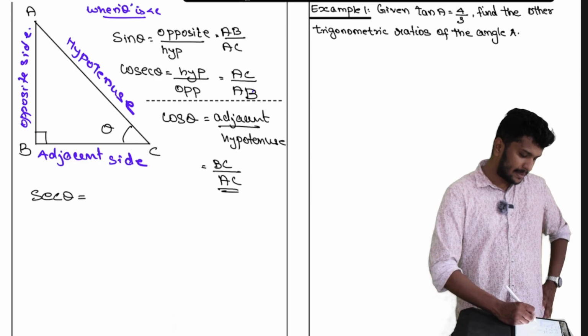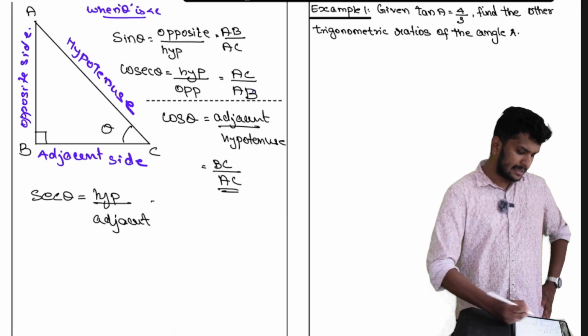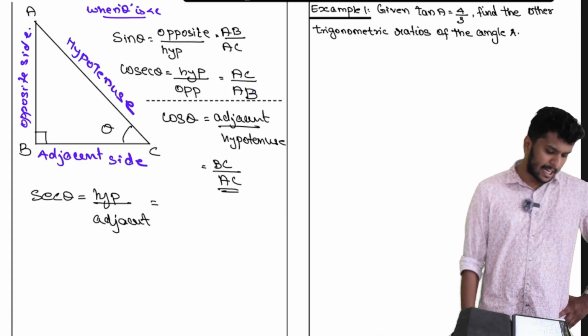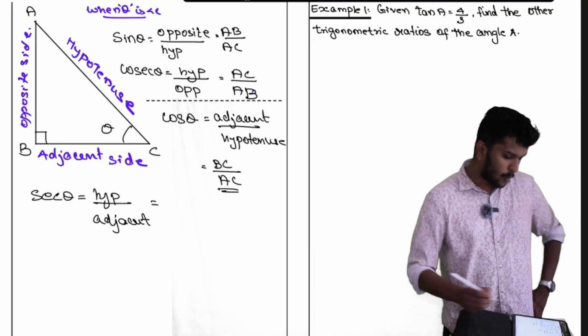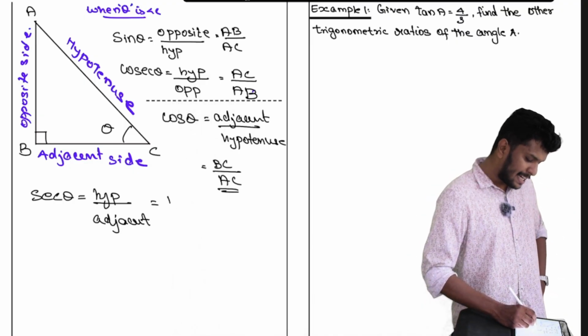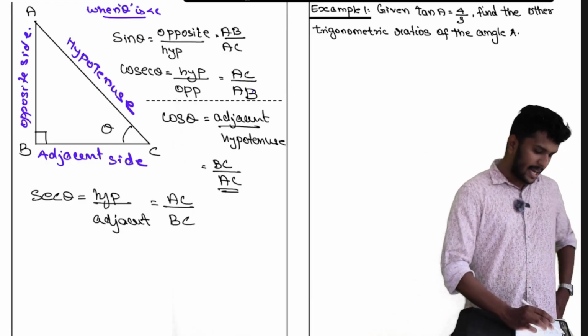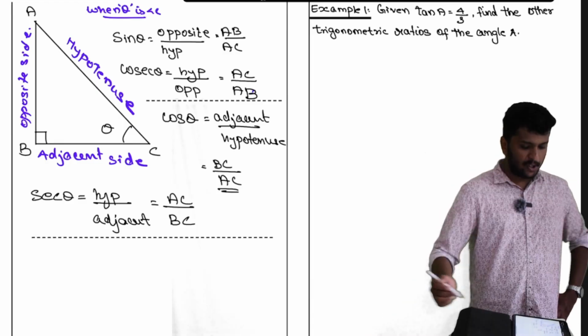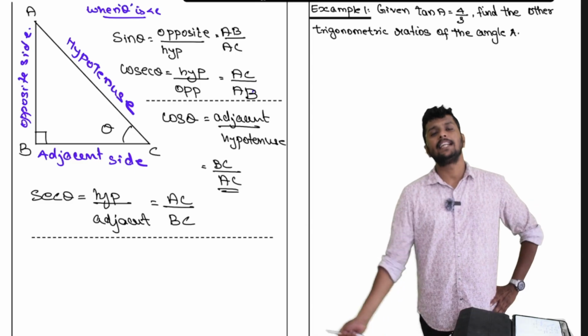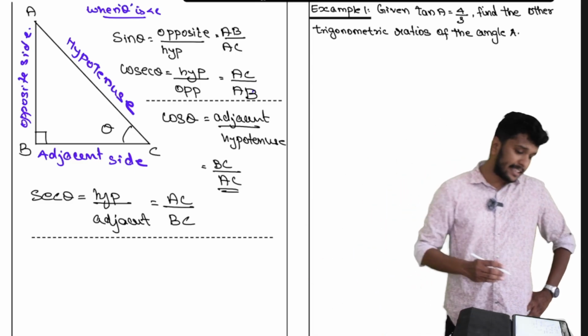Sec theta is always hypotenuse by adjacent side, right? What is the reciprocal of BC by AC? AC by BC. So we are done with sec theta also. Okay, now the next important trigonometry ratio is tan theta.